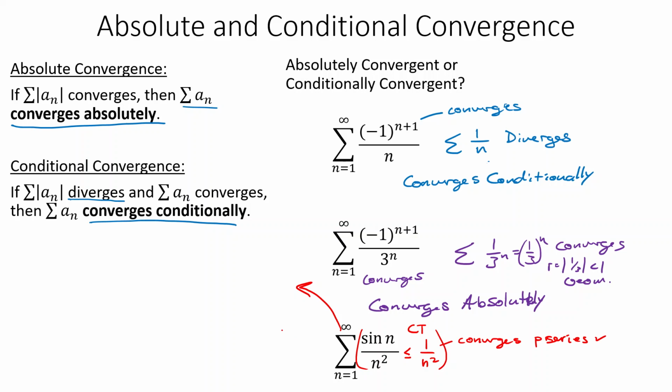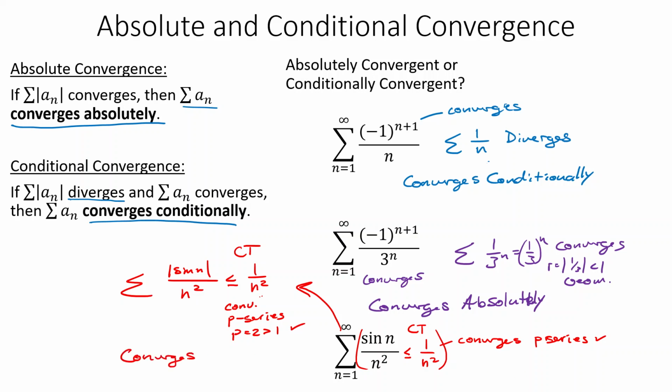So that checks out. But if we look at the absolute value of this guy, the absolute value of sine of n over n squared, it is also still less than or equal to 1 over n squared. It might be a little bit bigger than this guy sometimes, because the negative terms are going to turn positive, but it's still going to be less than this. So by the comparison test, this still converges, because this is another p-series, where p equals 2, which is greater than 1. So both of them converge, so this guy converges absolutely.